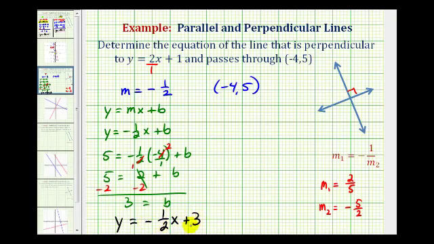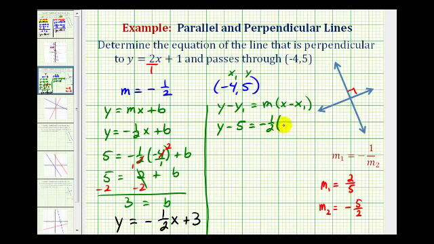Now let's go ahead and see if we can get the same equation using point-slope form. Point-slope form of a line is y minus y1 equals m times the quantity x minus x sub 1, where m is the slope and x sub 1, y sub 1 is a point on the line. So for this situation, x sub 1 is going to be negative 4 and y sub 1 will be positive 5. So we'd have y minus 5 equals negative 1/2 times the quantity x. Now here we'd have minus negative 4, which is the same as plus 4.